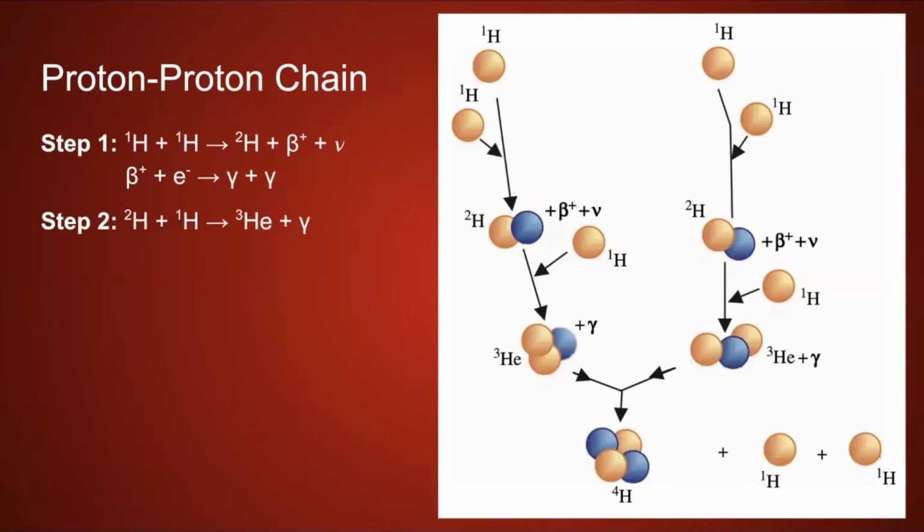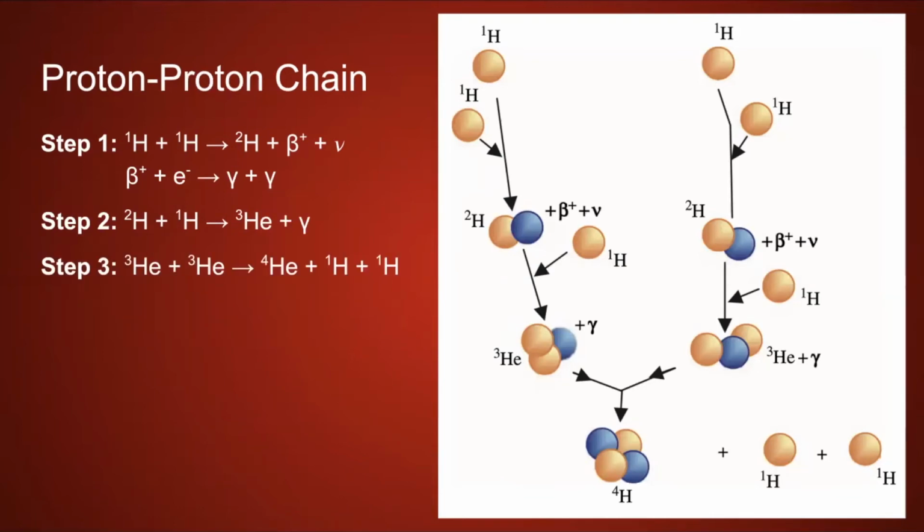In step 2, the deuterium will combine with another proton, and that will produce helium-3, which consists of two protons and one neutron. There will also be some gamma rays produced. The time from step 1 and step 2 is extremely brief, only around 4 seconds.